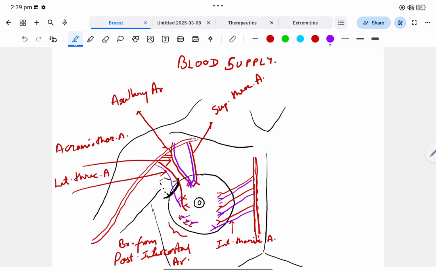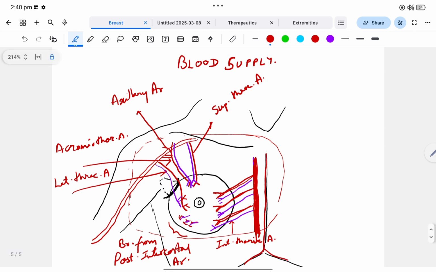Thank you. Now we will see how to remember these arteries. See, this artery is the internal thoracic artery which arises from the subclavian artery. See, this is the center, the division of the body, and this is the medial part, and this is the lateral part. So it is internal thoracic because it lies near the medial part. Now this is the lateral side, so lateral thoracic artery.